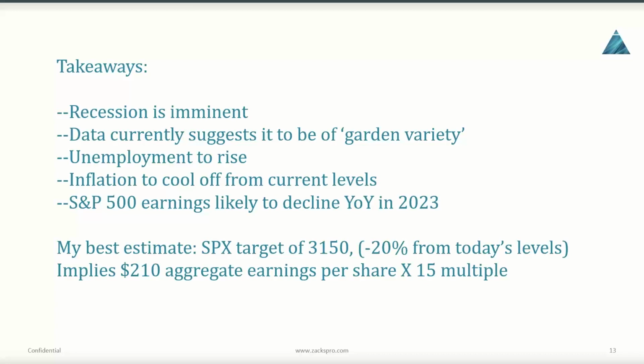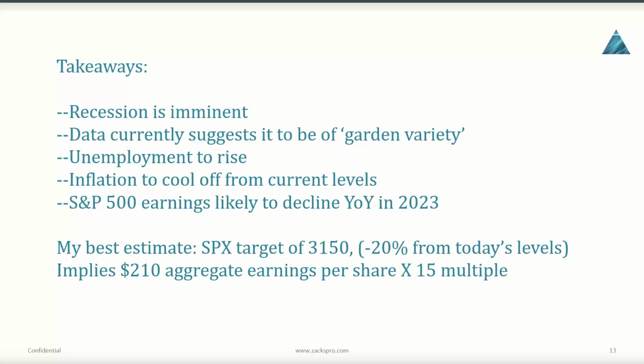Inflation to cool from current levels. I think it might even go negative by year end. And I think the case is building very strongly that S&P earnings are going to be lower this year than last year. So putting all that together, just assuming a garden variety recession, which takes us to $210 of earnings. Remember, that's just a 5% decline in earnings year over year. Not much. That would give us $210 in earnings this year.